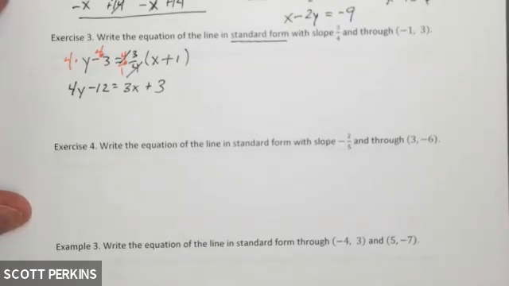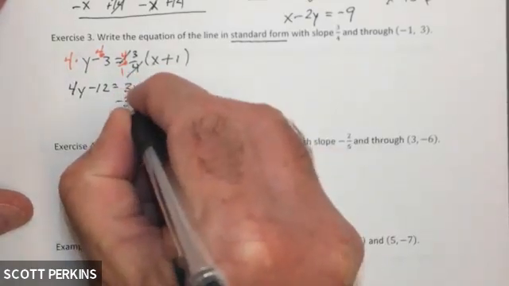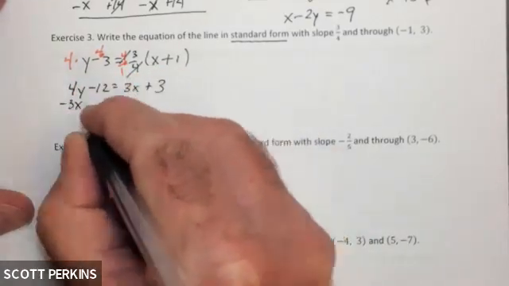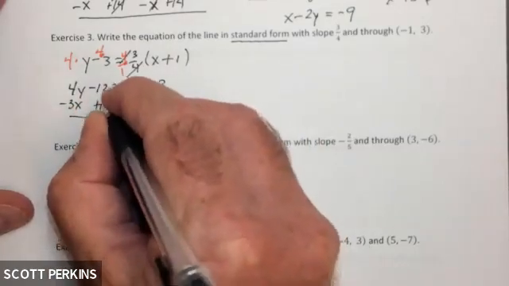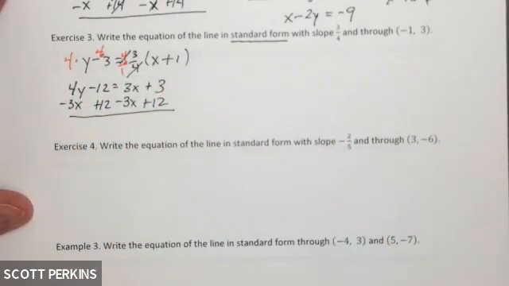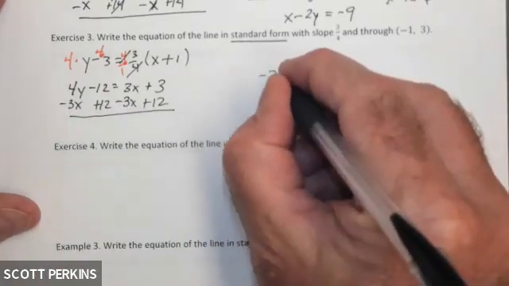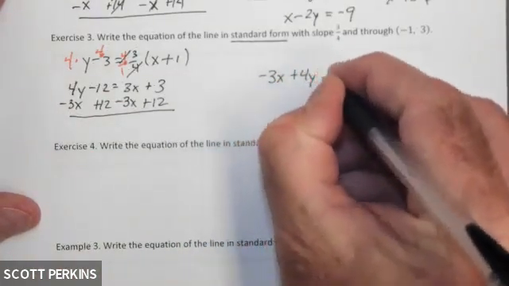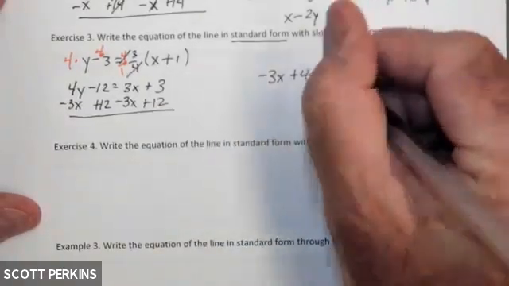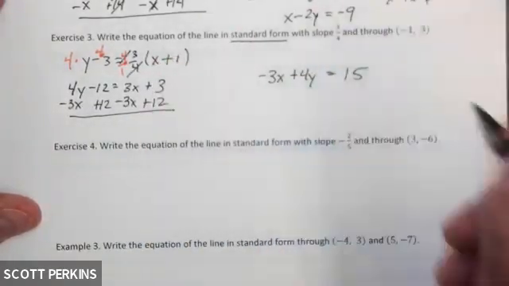Okay. All right, so continuing. Now the rest of this. X is on the same side, and y is on the same side, numbers on the other. So I'm going to subtract the 3x to get it over here. I'm going to add that 12 to get it over on the other side. And so here's my standard form. I will be done with the problem in just a minute. So I have -3x. I have +4y is equal to 3 and 12 is 15.